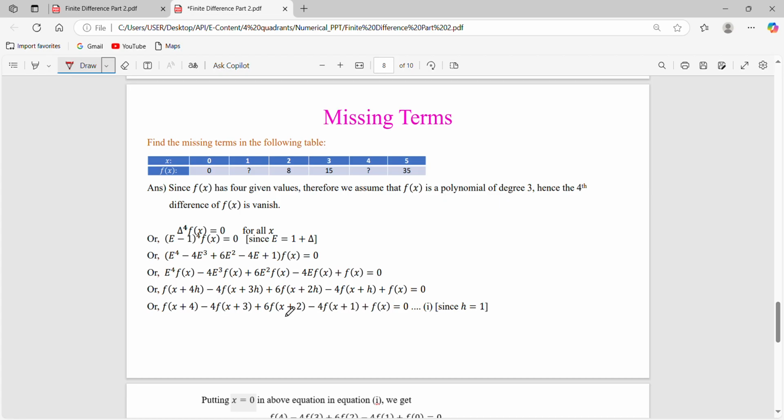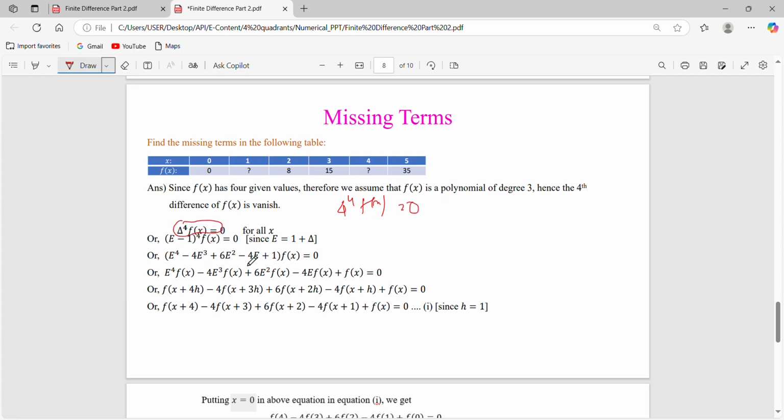First we have to check how many values are given. We can say easily 1, 2, 3, 4 values are given. So the degree of polynomial is 4 minus 1. We have to check how many zeros are there in the last row. Since f(x) has 4 given values, we assume that f(x) is a polynomial of degree 3, and the difference of order 4 vanishes. That means del to the power 4 f(x) equal to 0.